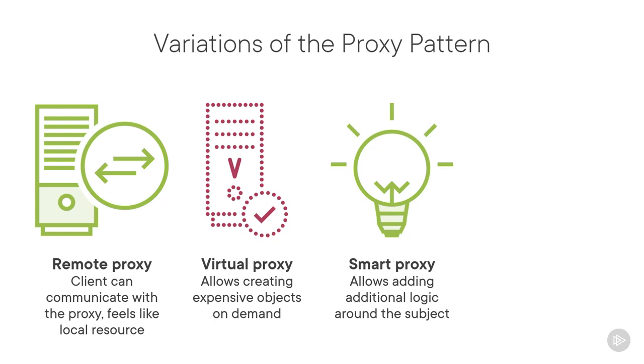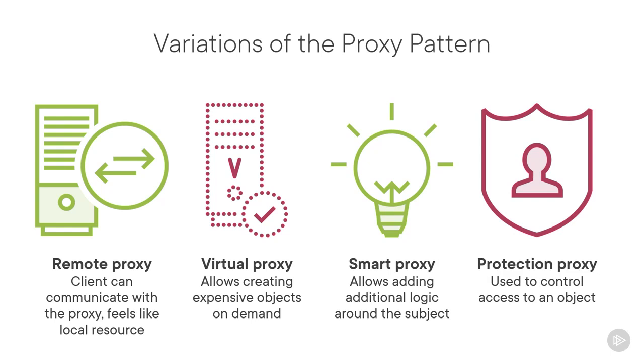The last variation is the protection proxy. This one is used to control access to an object. It can be useful when objects should have different access rights. Like that, checking for that no longer has to be done by the client code or in the object itself. It's the protection proxy that's responsible for this.